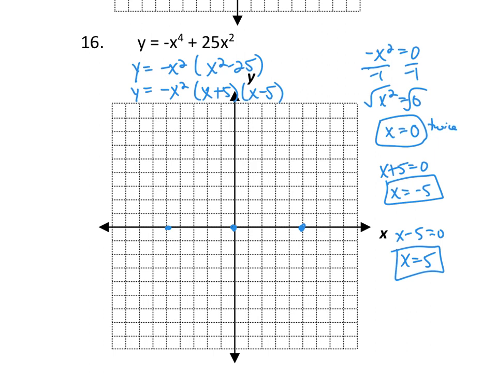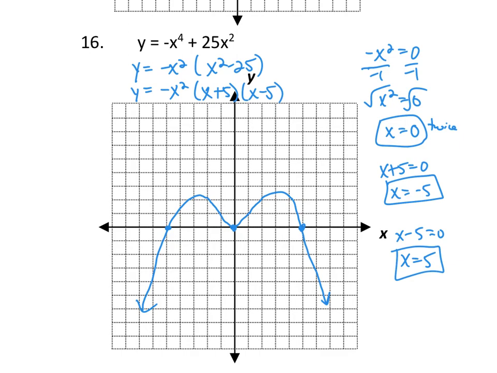So it's a negative x to the 4th. It's going to start down here. It's going to come up. It's going to touch 0 and bounce off. And then it's going to go through 5. I know it bounces off because x happens twice as an answer.